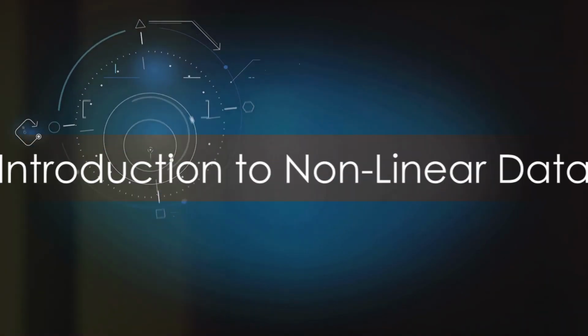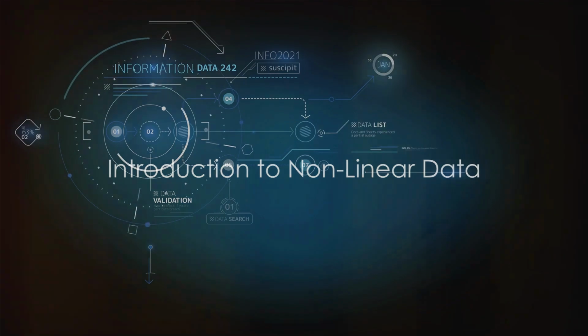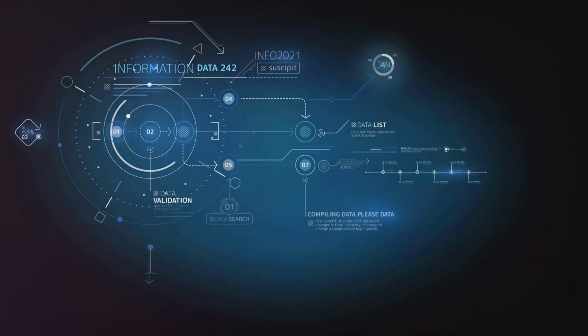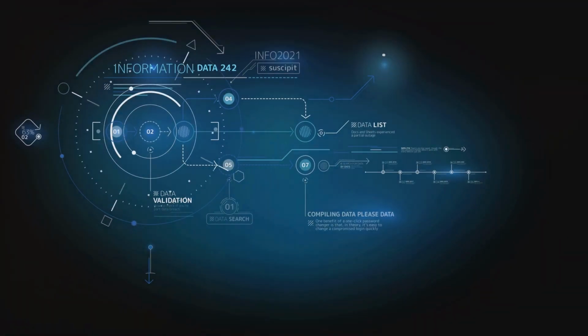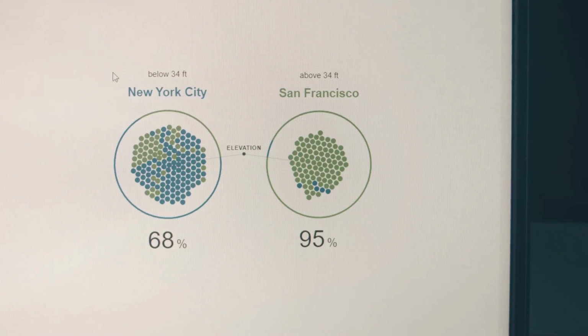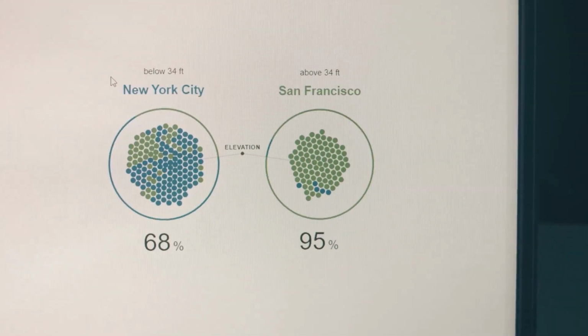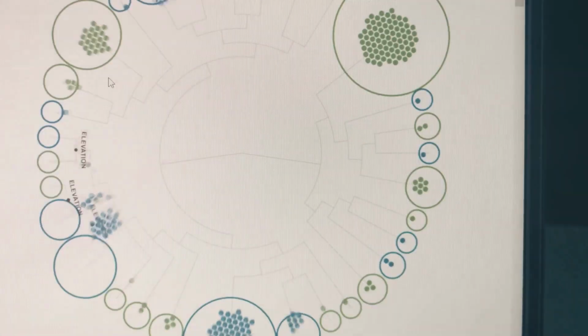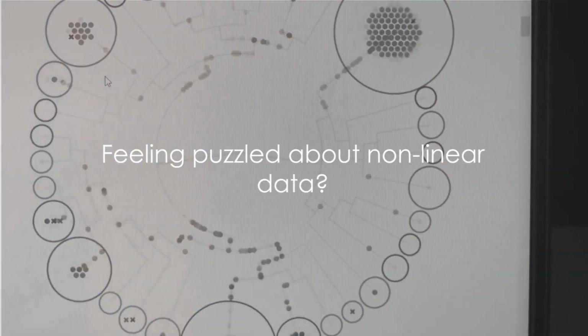Ever wondered how to navigate the labyrinth of nonlinear data? Think of it as a winding road, full of unexpected turns and twists. In the realm of statistics, we often deal with nonlinear data, sets that don't follow a straight line when plotted on a graph. It can be a bit of a head-scratcher, right?